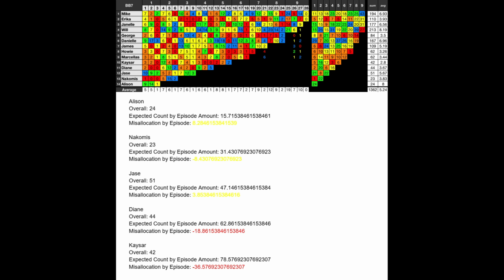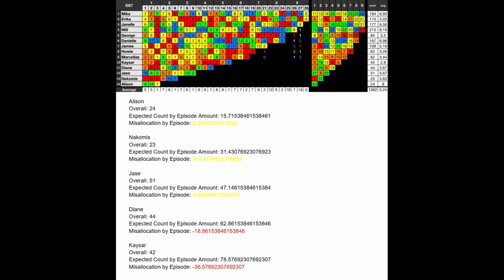Allison has an overall diary room count of 24, and her expected count by episode amount is 15.71, meaning that she has an 8.28 misallocation by episode, which is a pretty fair distribution without getting overexposed. Nokomis has an overall diary room count of 23, and her expected count by episode amount is 31.43, causing her to have a negative 8.43 misallocation, just barely missing out on being under-edited.